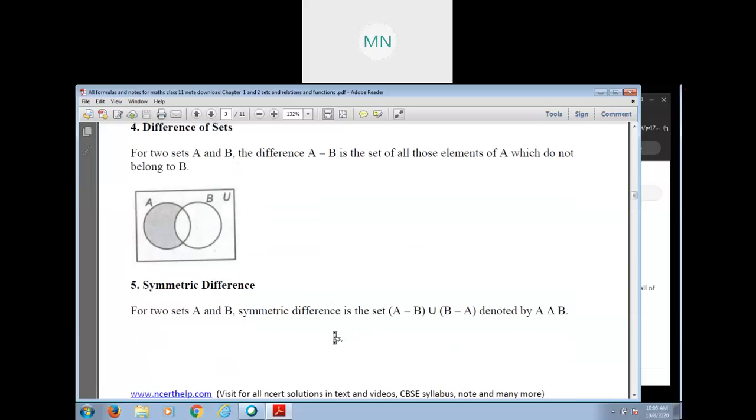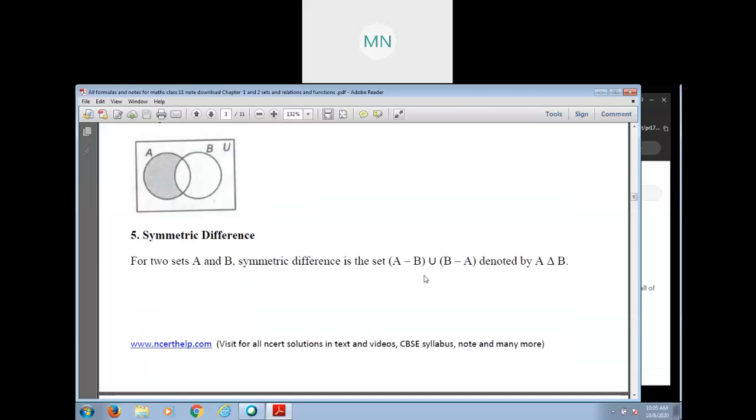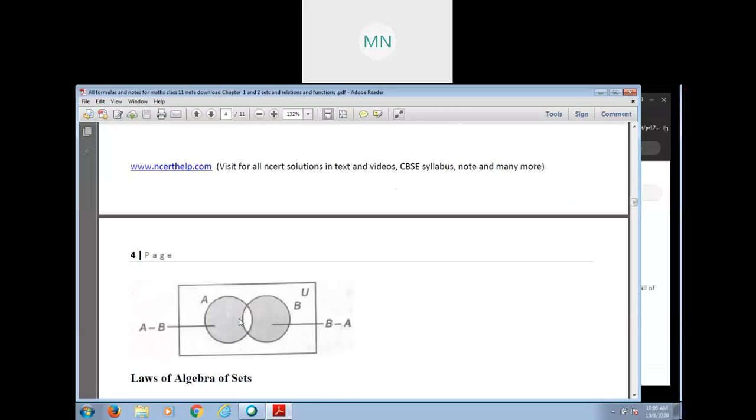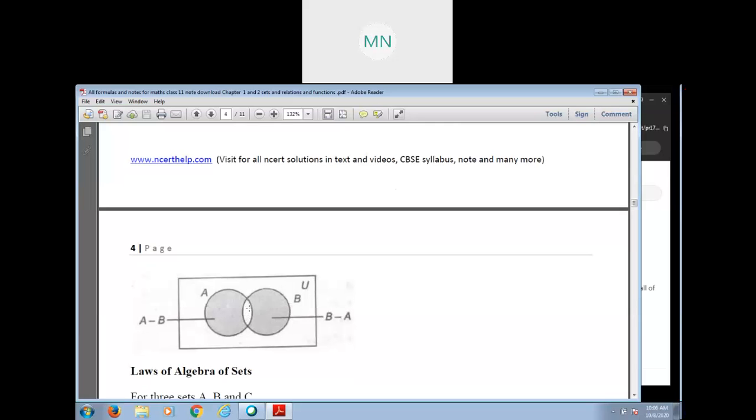Next one is symmetric difference. Symmetric difference is A difference B union B difference A. It is denoted by A delta B. A delta B indicates the symmetric difference of the sets A and B. So graphically, see this one. A difference B is this part, and B difference A is this part. So the symmetric difference is A difference B union B difference A, and only these parts will come, excluding the A intersection B. Okay.